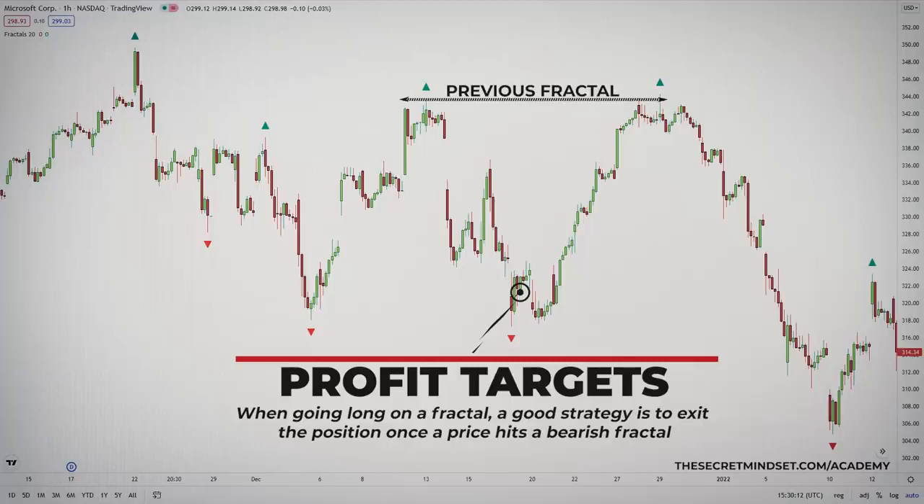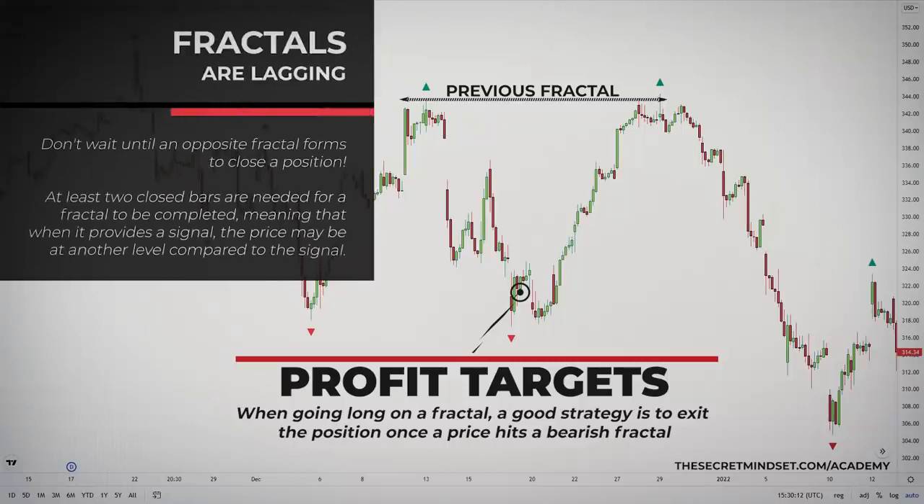I heard some traders close their positions when an opposite fractal appears, but this is a very bad money management approach, because the fractal signal will lag by a couple of bars. At least 2 closed bars are needed for a fractal to be completed, meaning that when it provides a signal, the price may be at another level compared to the signal, so don't rely on this approach to take profits.